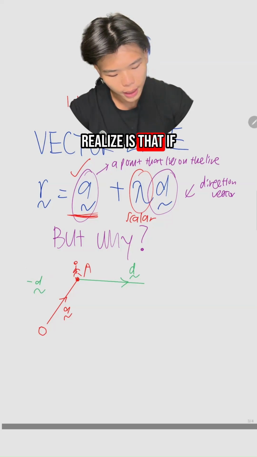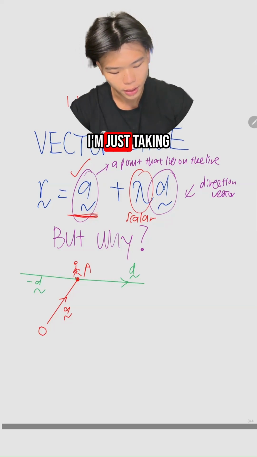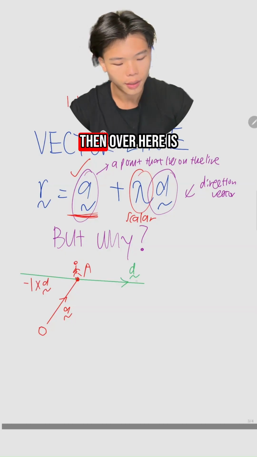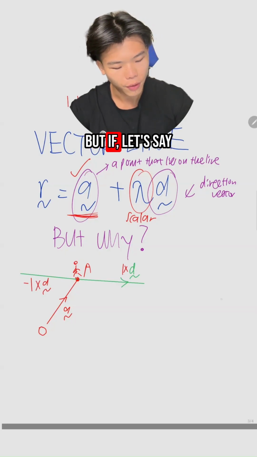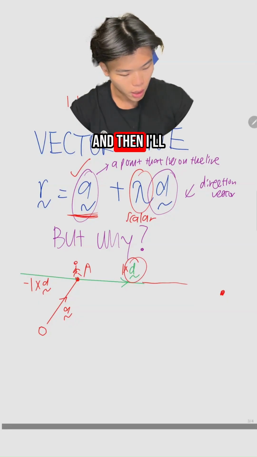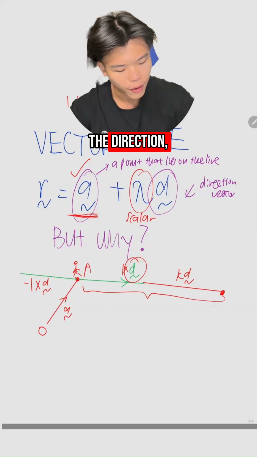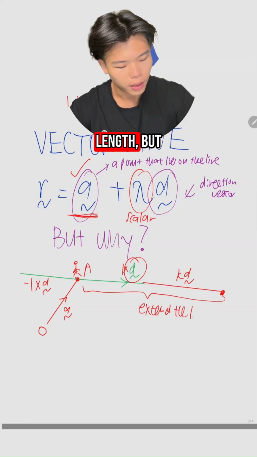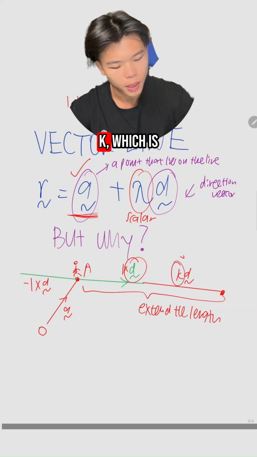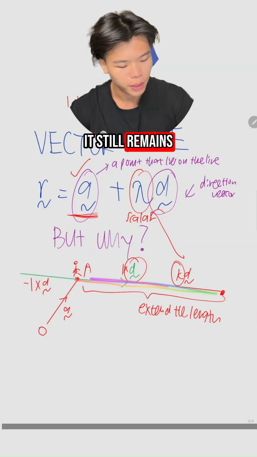And what you realize is that if I go backwards, it's just a scalar multiple of the forward one. I'm just taking negative 1 times D bar. And then over here is 1 times D bar. But if let's say I want to go all the way here, then what I'll do is take this direction vector and multiply it with a scalar, k D bar, to extend the direction, to extend the length. But you realize that when I multiply by k, which is essentially this scalar, the direction doesn't change. It still remains one straight line.